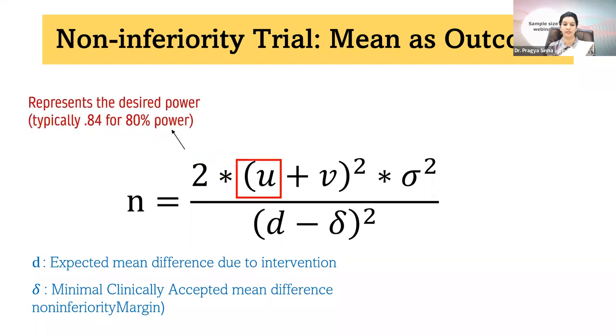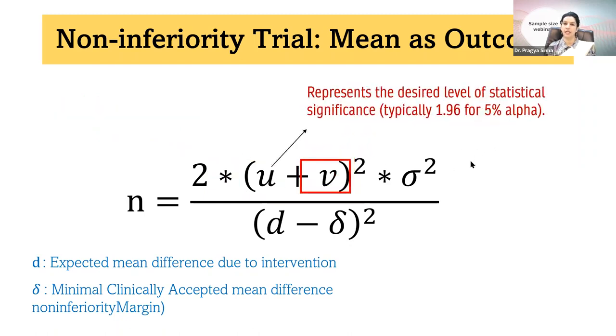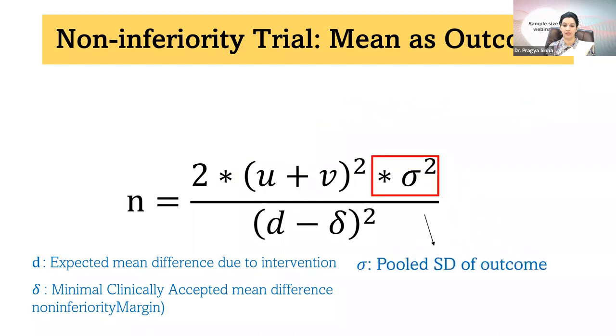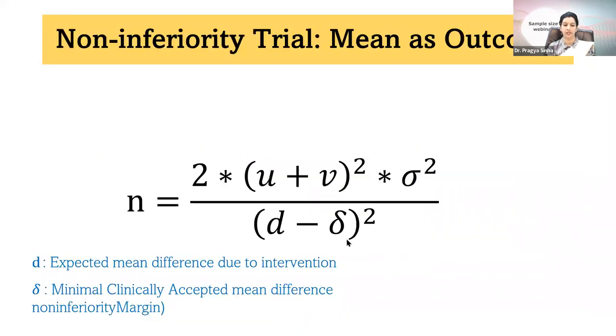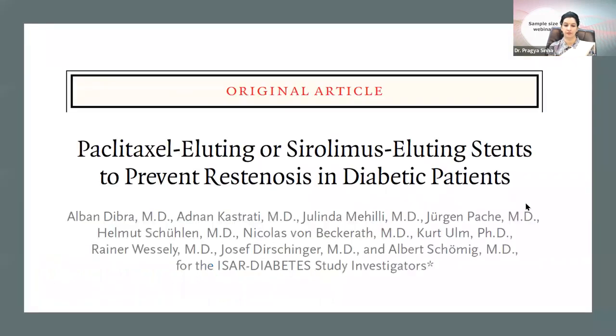So this represents the desired power, which is 0.84. This V represents the alpha level, which is 1.96. This is the pooled standard deviation of the outcome. And we have discussed the delta, that is the minimal clinically accepted mean difference. And this D is the expected mean difference due to the intervention.